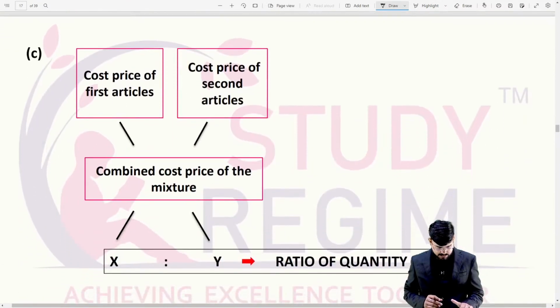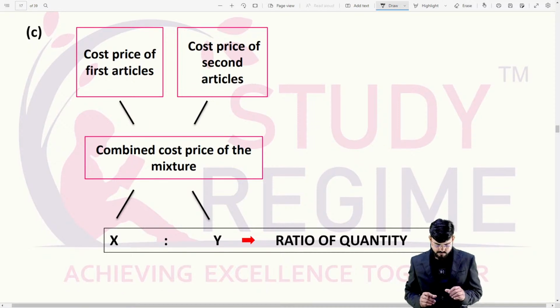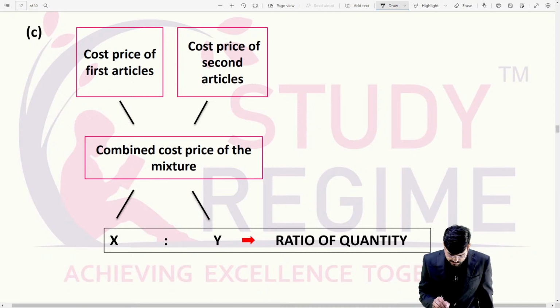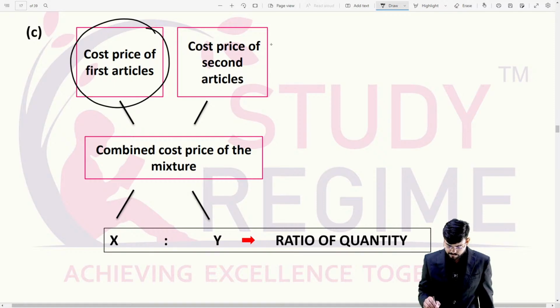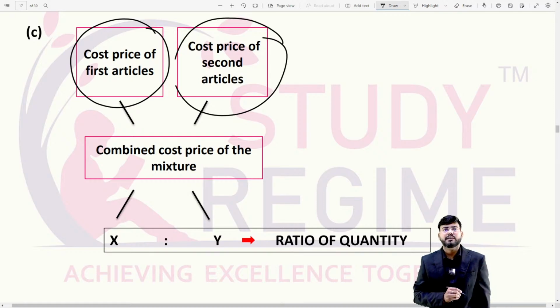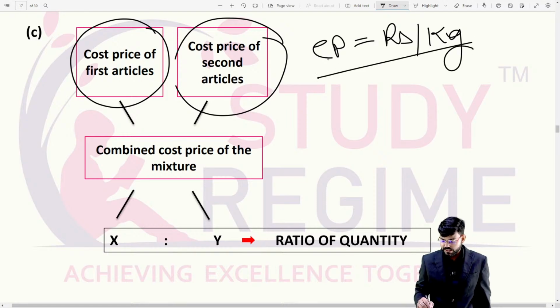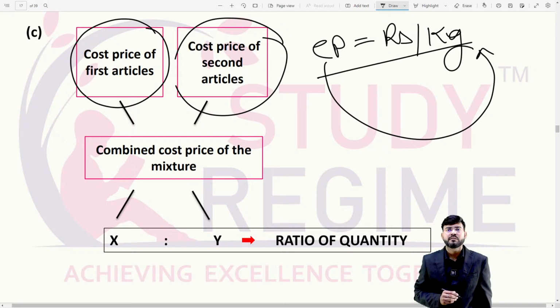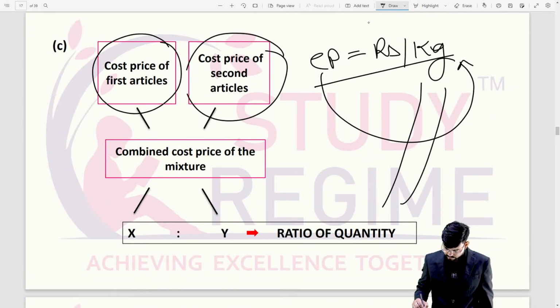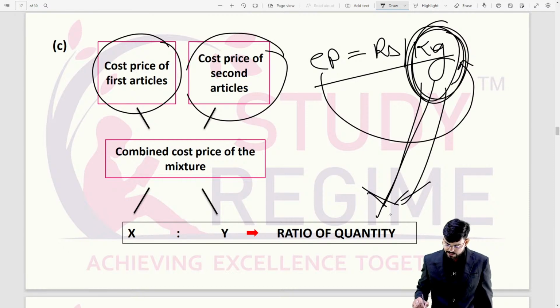Let's move with the third example. I have taken the cost price of the first article and the cost price of the second article. How do you calculate cost price? Rupees per kg. Since we are taking this cost price with respect to kg, how much quantity? That kg is what? Quantity. We are taking it with respect to something, which here becomes quantity.